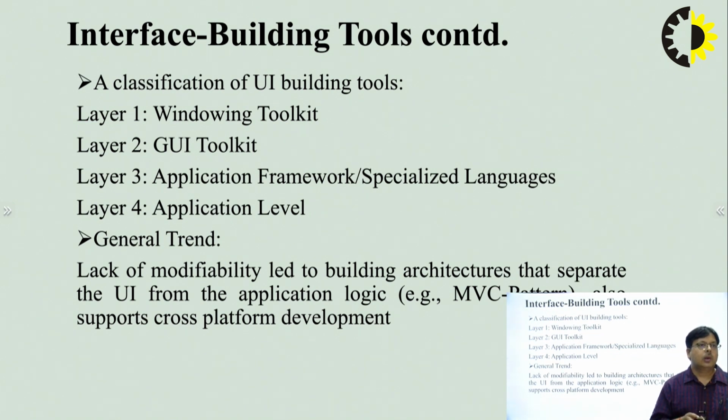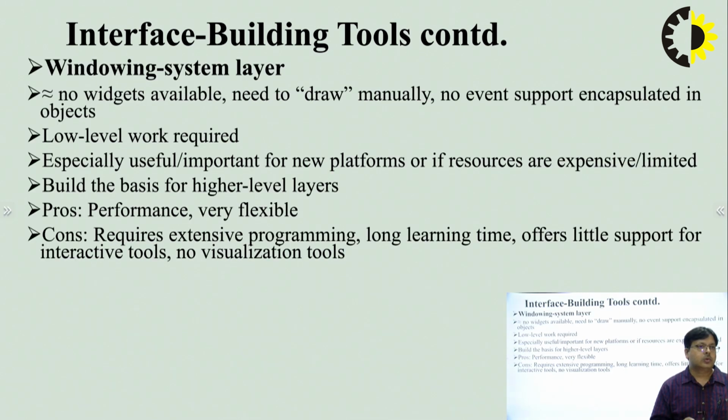Now we come to the classification of UI building tools. UI building tools are basically classified in terms of layers. Layer 1 is the windowing toolkit, layer 2 is the GUI toolkit, layer 3 is application frameworks and specialized languages, and layer 4 is the application layer. In the application layer, we basically use the MVC pattern framework for the use of these tools.